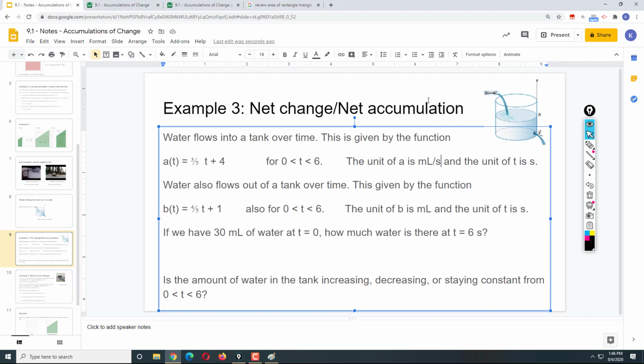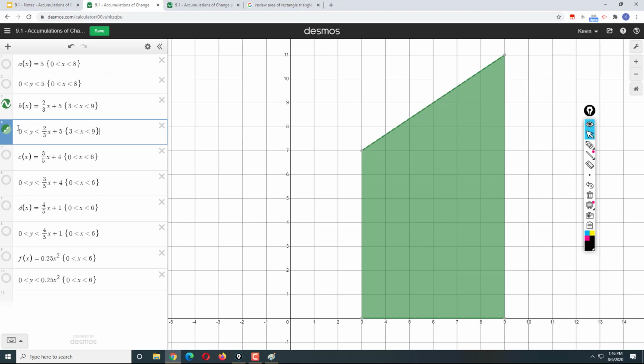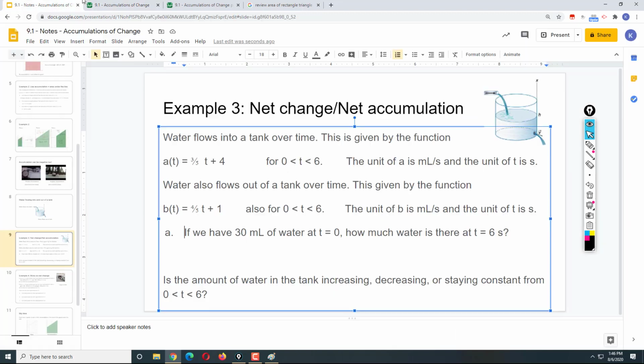Water also flows out of the tank over time. This is given by the function b of t equals 4/5 t plus 1, also for 0 less than t less than 6. The unit of b is also milliliters per second, and the unit of time is seconds. Part A. If we have 30 milliliters of water at t equals 0, how much water is there at t equals 6 seconds?